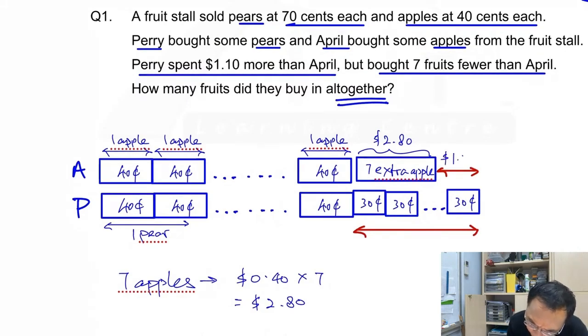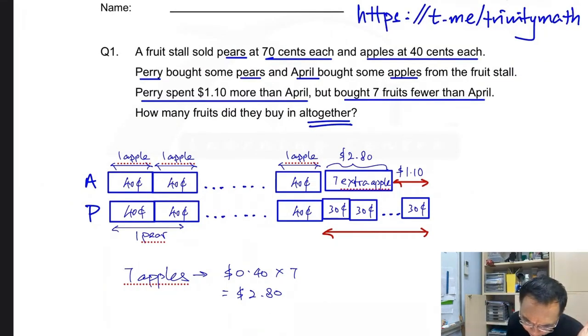So if this is $1.10, can you tell me what was the original difference? If they had bought an equal number of apples and pears, what would have been the real difference? Yes, exactly. So 390 is actually the difference over here. 390. Okay, what do you think you're going to do with this number?